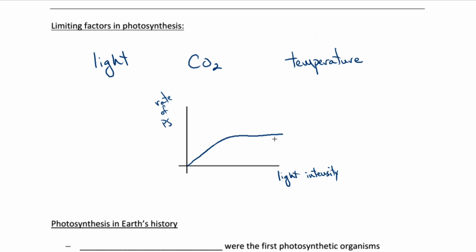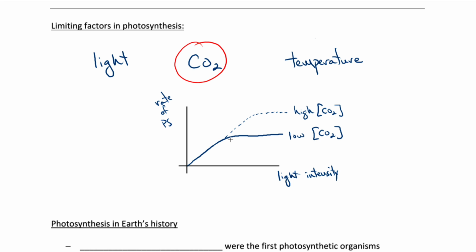However, if I increase the carbon dioxide concentration, I might see a different plateau like this. So this is low carbon dioxide concentration, and this is high carbon dioxide concentration. What we see with the higher carbon dioxide concentration is that I can get a higher rate of photosynthesis. That means that in this example, carbon dioxide was the limiting factor because an increase in carbon dioxide allowed me to get a higher rate of photosynthesis.